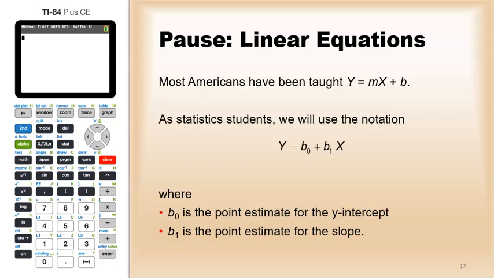Where b naught, or b0, is the point estimate for the y-intercept, and b1 is the point estimate for the slope. Just remember, those point estimates are the values from our sample that are used to estimate the true value. So we're going to create samples, and based on our samples, we're going to find the point estimate for the intercept and the point estimate for the slope, and that will be our equation.